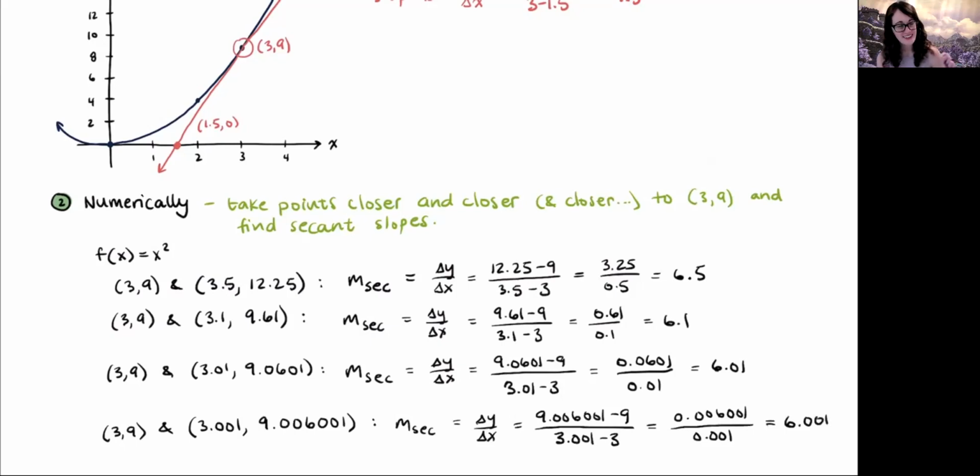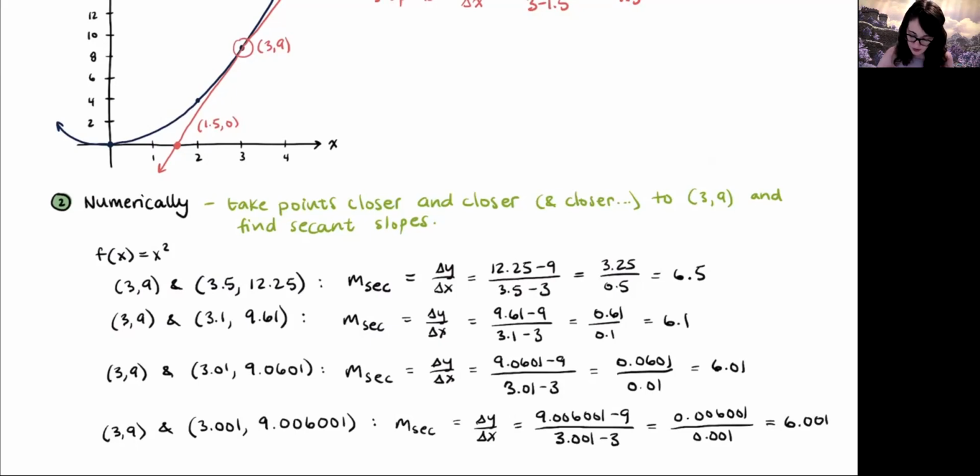I hope this method kind of reminds you of something. Right, this is really like a limit. What we are doing is letting our second point approach 3,9, but it will never actually hit that point 3,9, because if it does, our slope is automatically gone. It's just 0 over 0. So this is a numerical approach to finding the limit of the secant slopes, which would approximate the tangent line slopes.